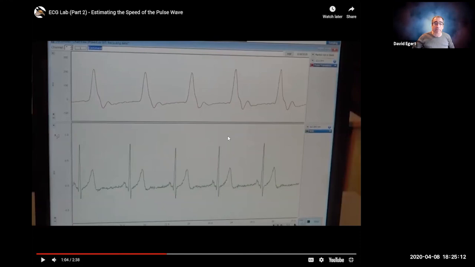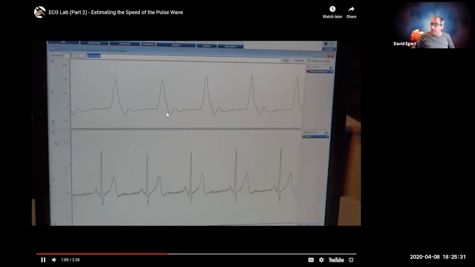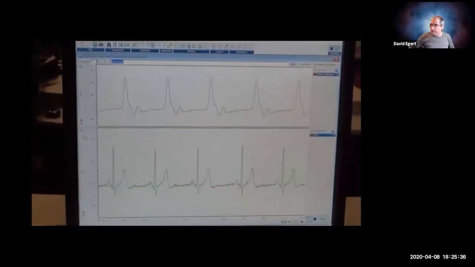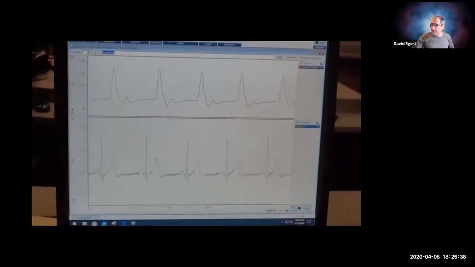And in that same marker system that we use to measure the PR interval, we can now look at the difference in time from the QRS, when the pulse wave starts due to systole, to when it arrives at the finger, when we can actually see the finger starting to swell out. So let's continue here. Take a good notch, or the dicrotic notch.